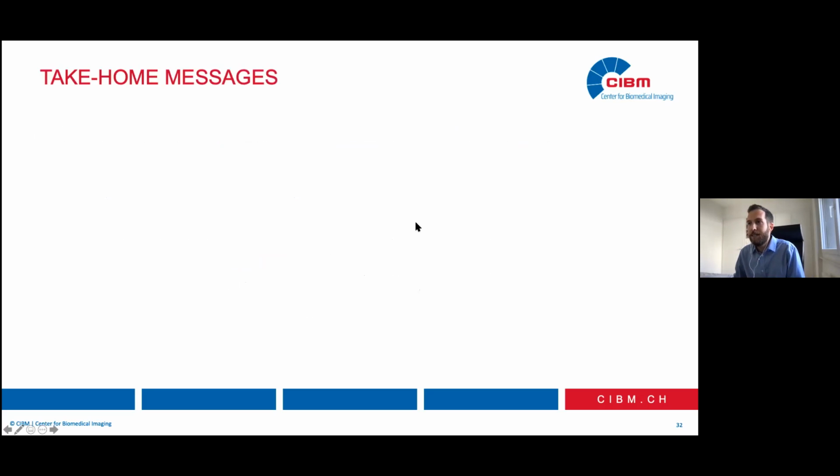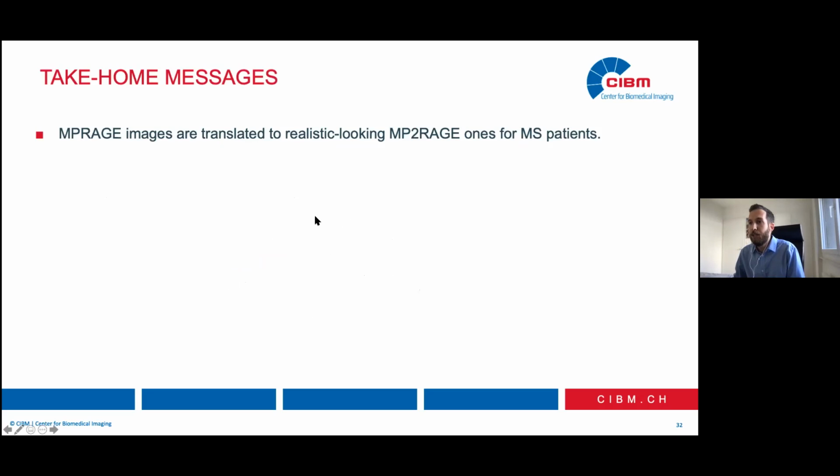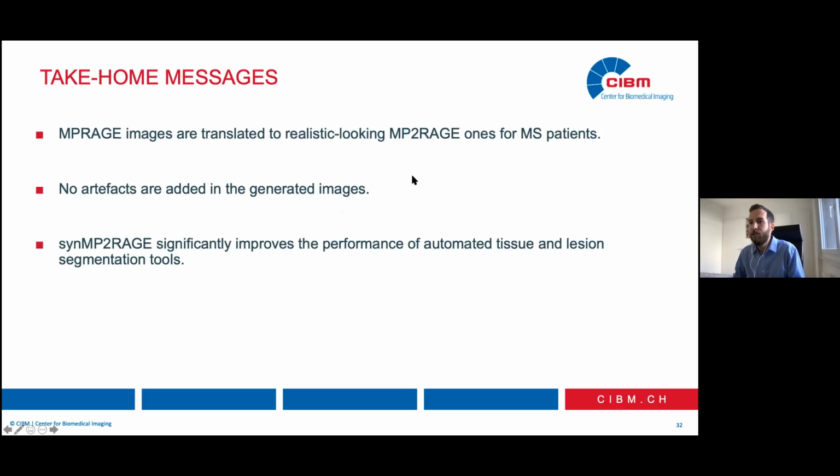And some take-home messages. We successfully translate MP2H images into realistic-looking MP2H ones for MS patients. Our visual analysis concluded that no artifacts were added in the generated images, and our synthetic MP2H images significantly improve the performance of automated tissue segmentation tools and also the lesion ones in terms of delineation of the lesions.